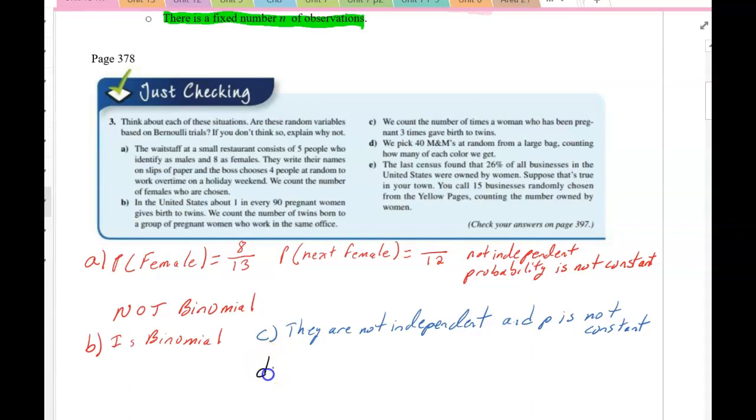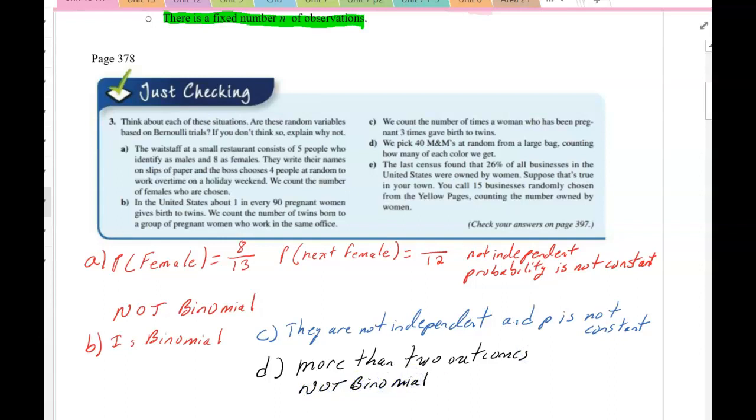Okay, letter D. We pick 40 M&Ms at random from a large bag, counting how many of each color. In this particular problem, there are not 2 outcomes. So there's more than 2 outcomes. So this is not binomial.